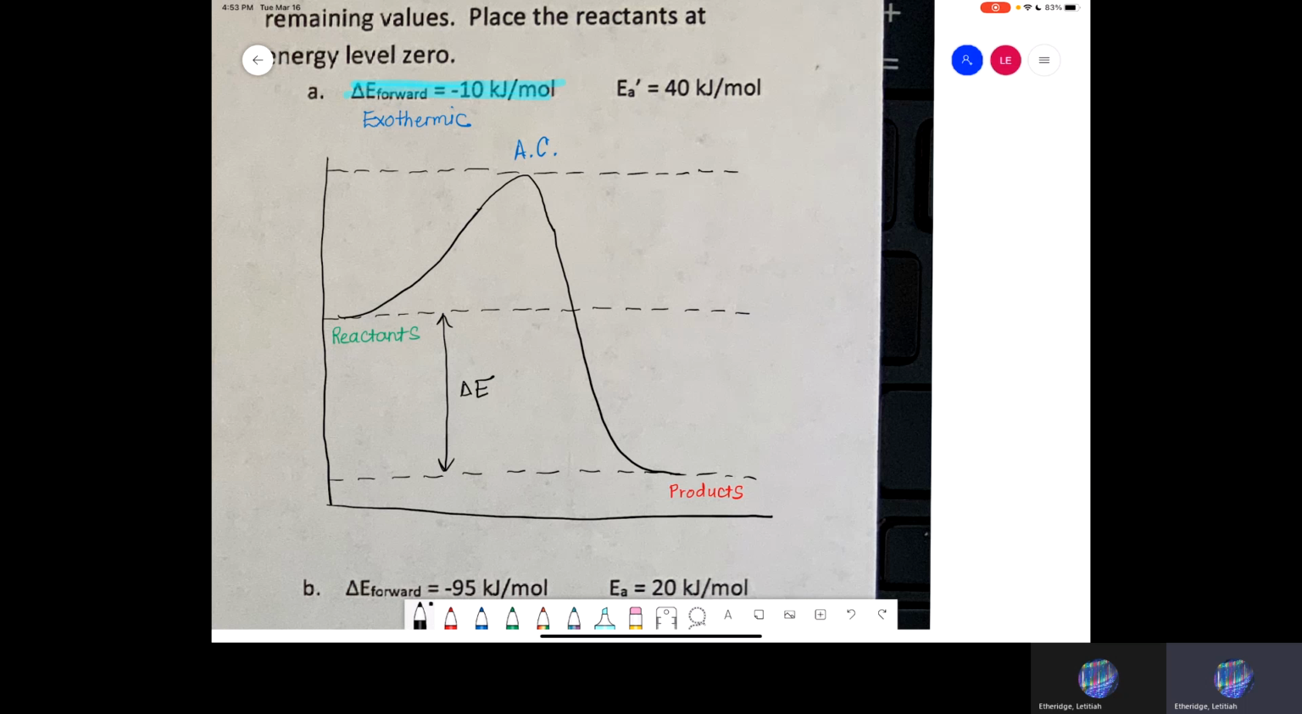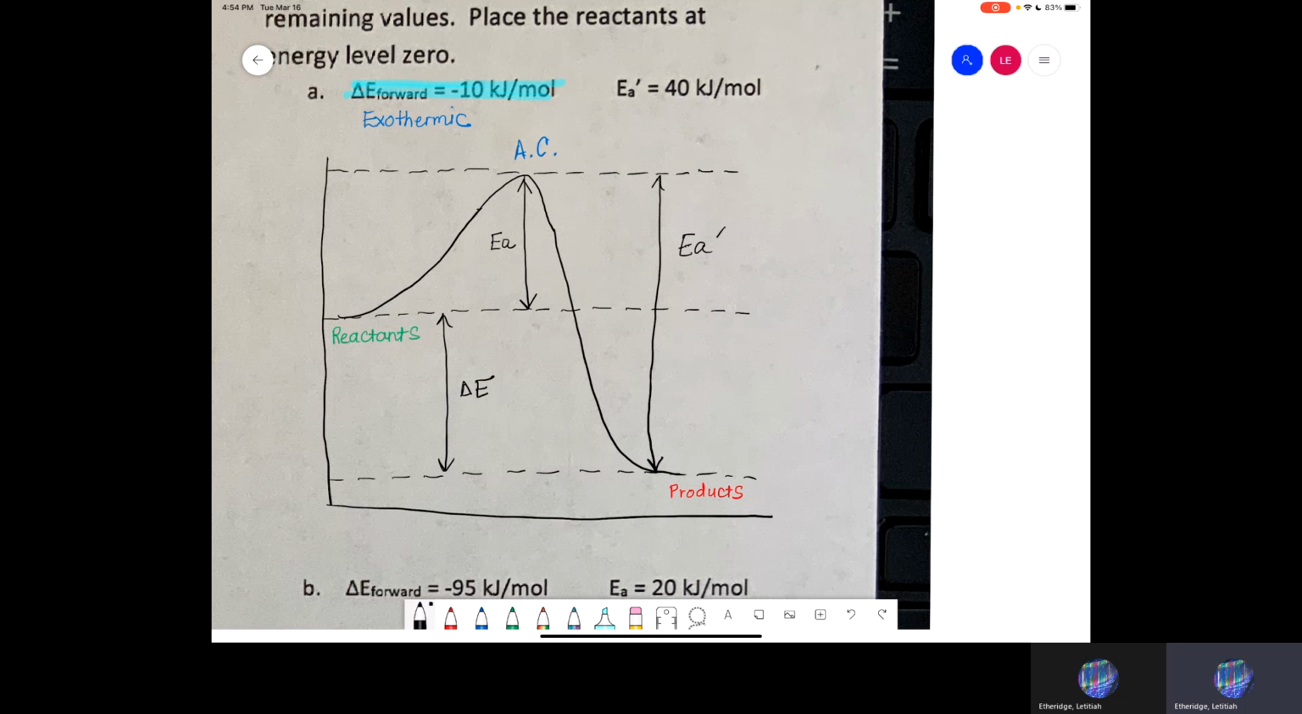The next thing I need to label is going to be EA. So EA is always going to be my activated complex to my reactant. So I'm going to draw it. Activated complex to my reactants. That is going to be EA. The other one that I know is EA prime is going to be my activated complex to my products. That is EA prime.